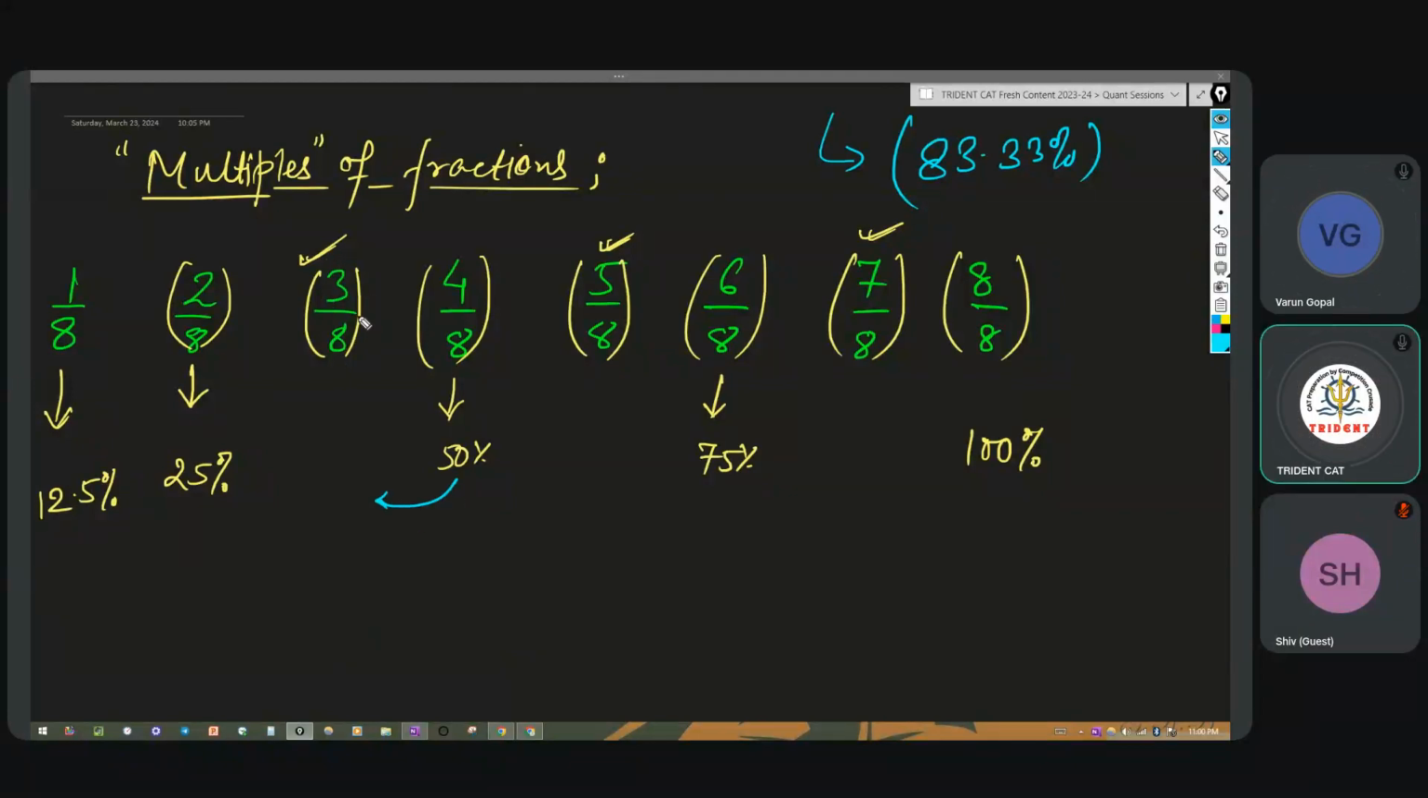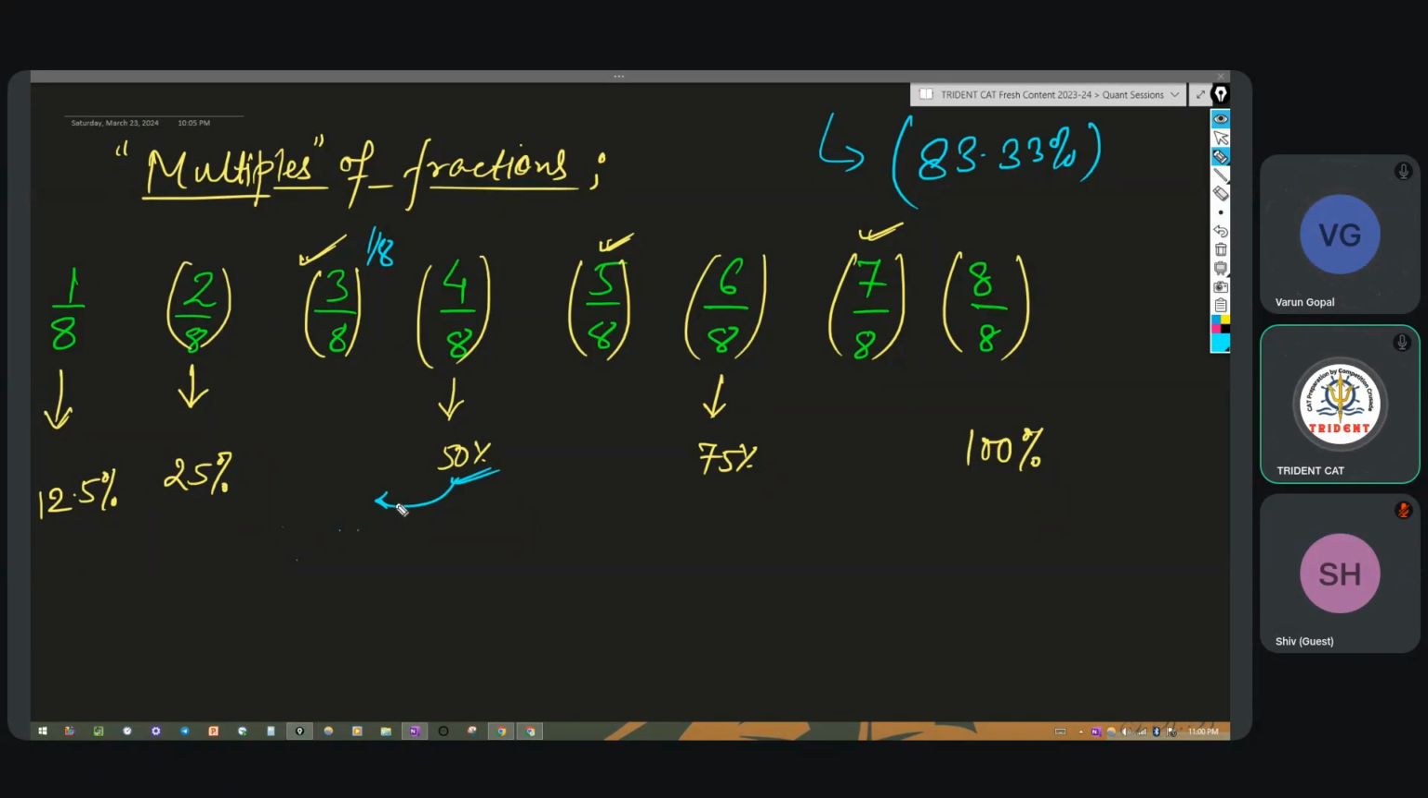You have to observe now. This 3 by 8 is 1/8 less than this 50%. In other words, I'm going to subtract 1 by 8 from this 50%. Now, guys, this will create a little bit of confusion. Let's not talk in terms of the fractions. Let's talk in terms of percentages only. Otherwise, you guys will get confused, and even I will get confused in explaining.